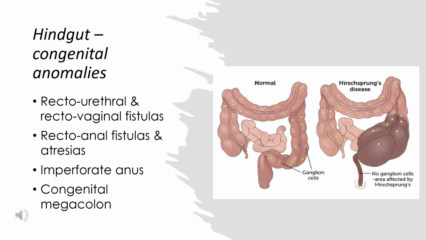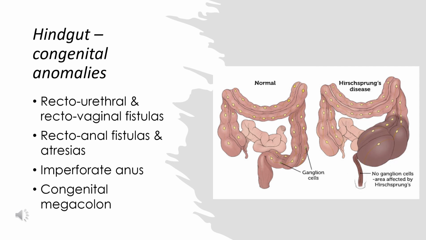Recto-urethral and recto-vaginal fistulas may be caused by abnormalities in the formation of the cloaca and/or the urorectal septum. Then you can get recto-anal fistulas or atresia, which may vary in severity and may leave a narrow tube or just a fibrous remnant connected to the perineal surface. The third important congenital anomaly related to the development of the hindgut is called imperforate anus. The imperforate anus occurs when the anal membrane fails to break down.